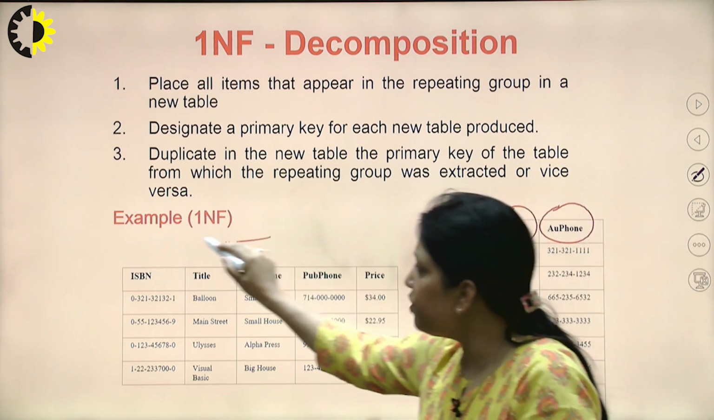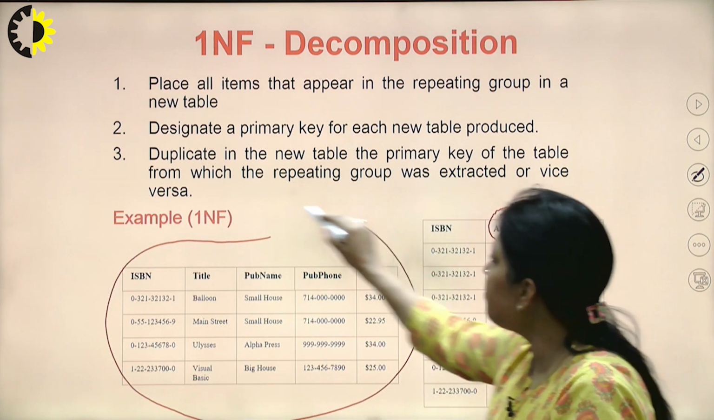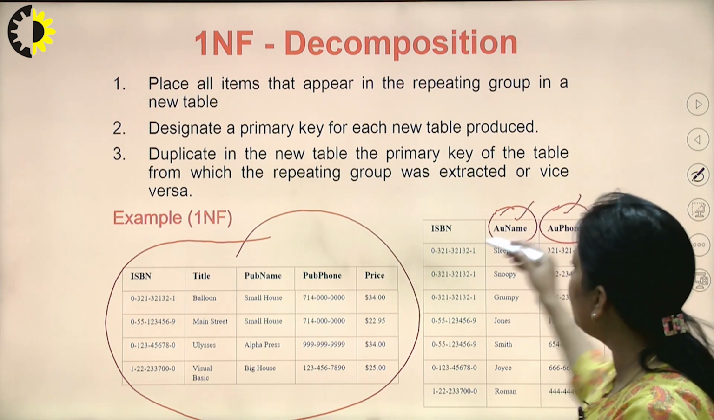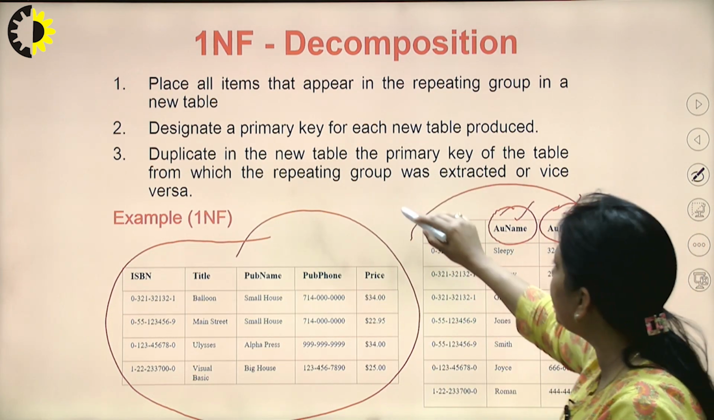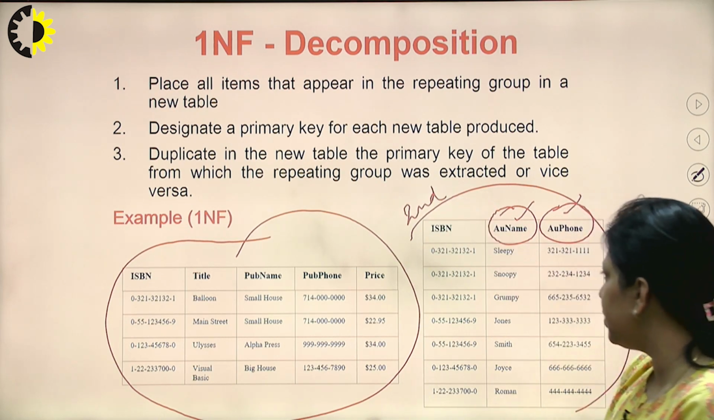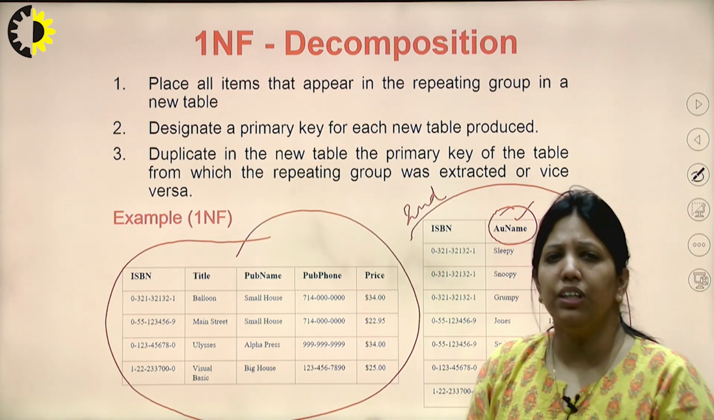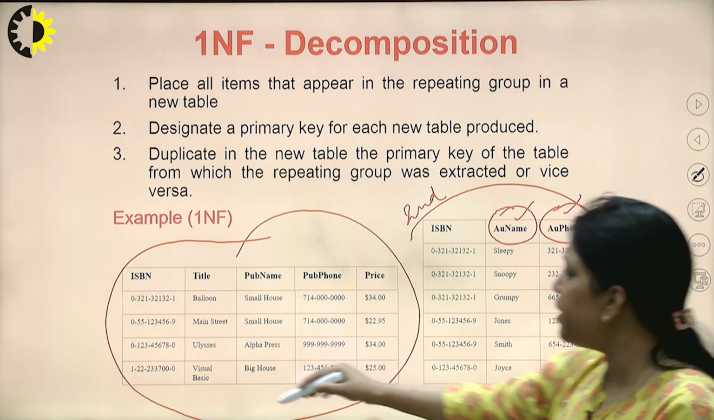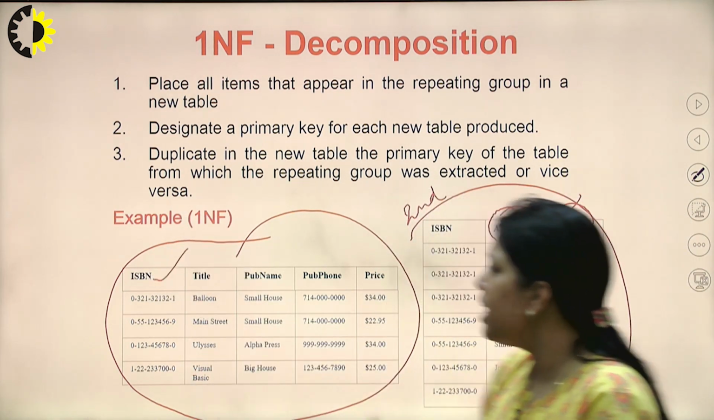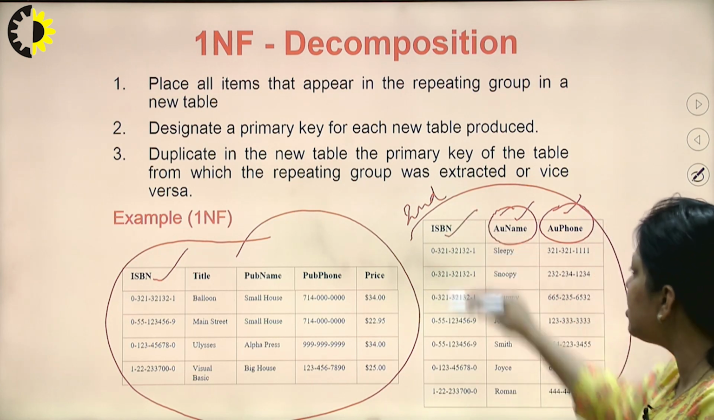So first we have this table, and we remove the multi-valued attribute from the base table. So we will get this other table. This is the second table that contains only the multi-valued attribute. Then we design a primary key for each new table. The primary key of the base table is ISBN, and we add this primary key to the new table.